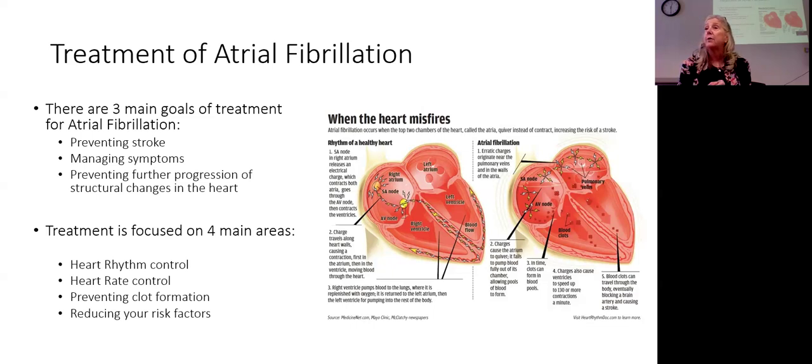Preventing clot formation. So if you're in atrial fibrillation, most of the time, unless you have other risk factors for bleeding, they'll want you to be on a blood thinner. And then reducing your risk factors, the things that cause you to be in atrial fib. So if you have sleep apnea, getting that treated. If you're obese, losing weight, getting your blood pressure and your blood sugars under control. Getting all those things under control is part of the whole big picture.